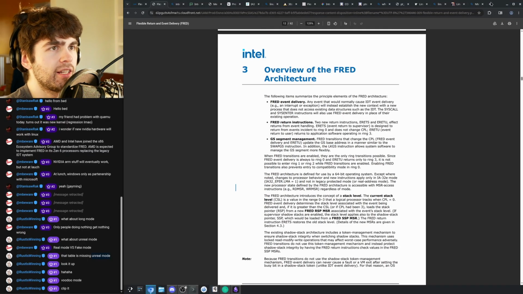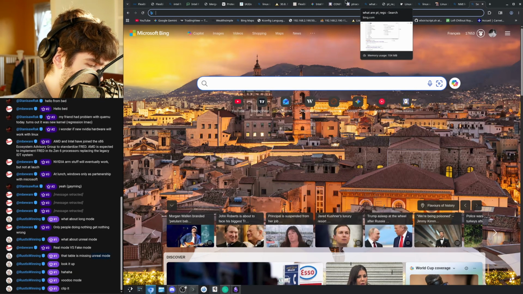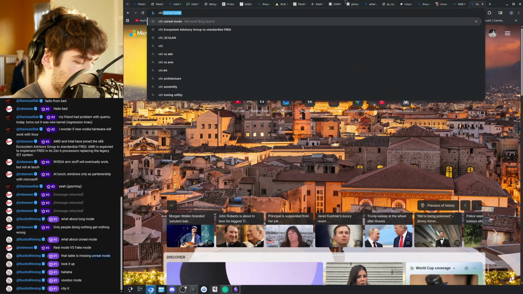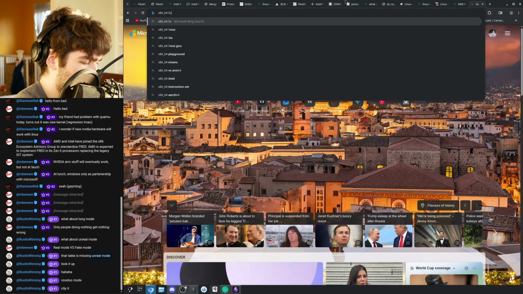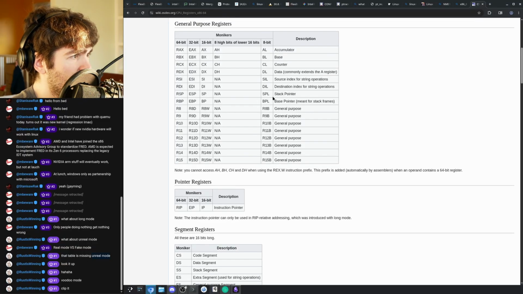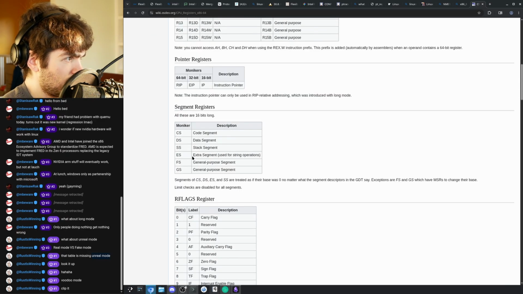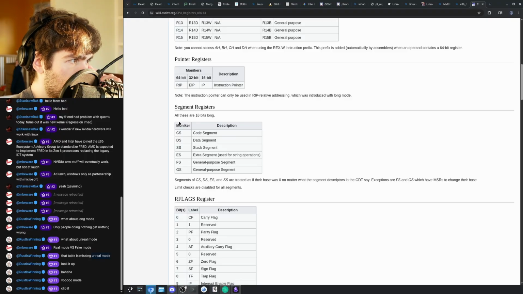Can we find a good thing that describes all the registers? Like, can I have an x86-64 list of registers? The fuck am I supposed to do with this? Okay, I think I get it now. Yeah, that's not bad. RAX. Okay. Segment register. Code segment. Data segment. Stack segment. Ooh, that one is a little spicy. Extra segment. General purpose segment.